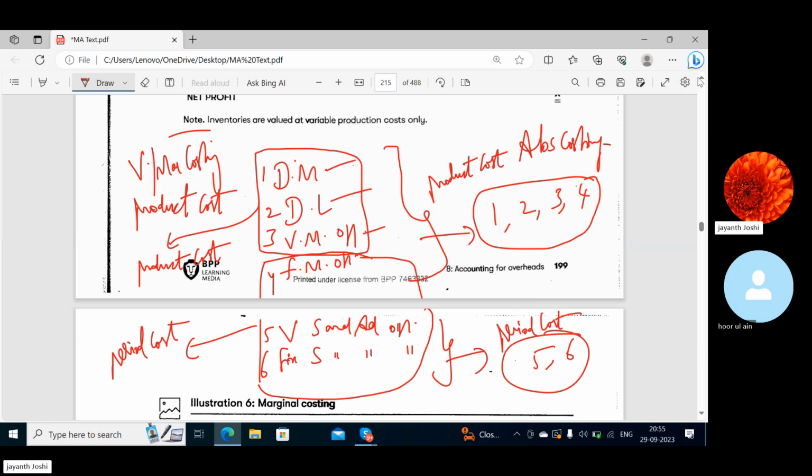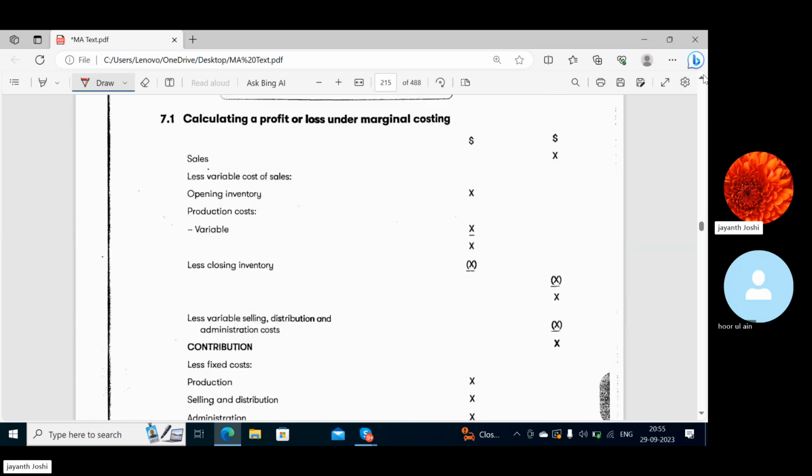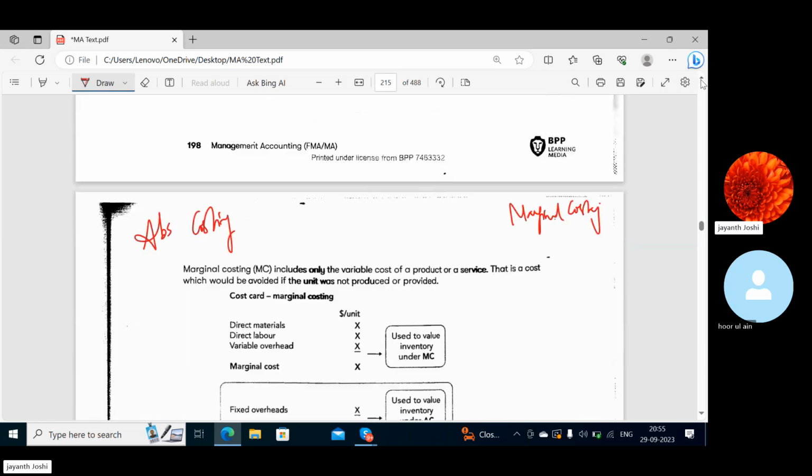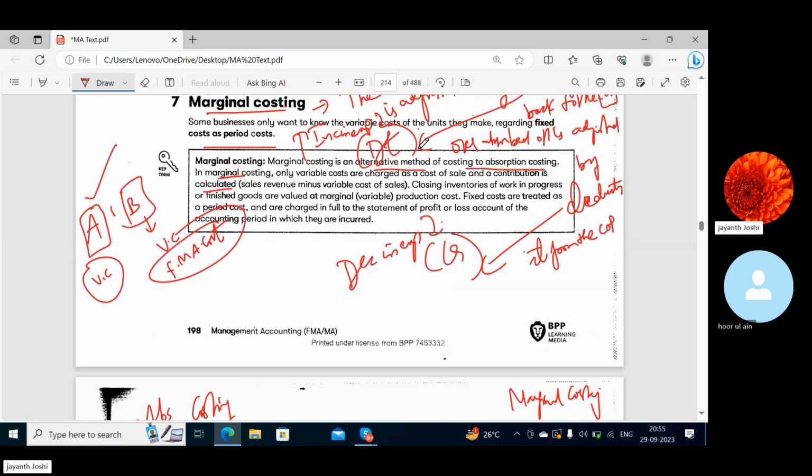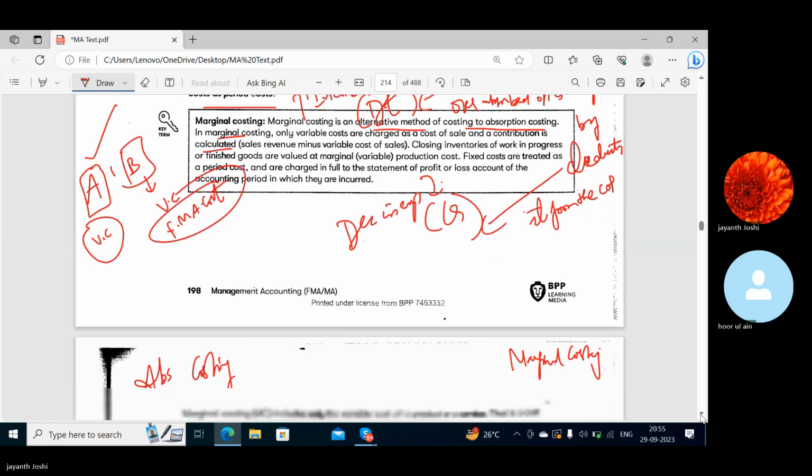This is the major difference. Nothing more to discuss. Okay. Let's see what they are saying still. So what I've shown there is what you'll be finding here.